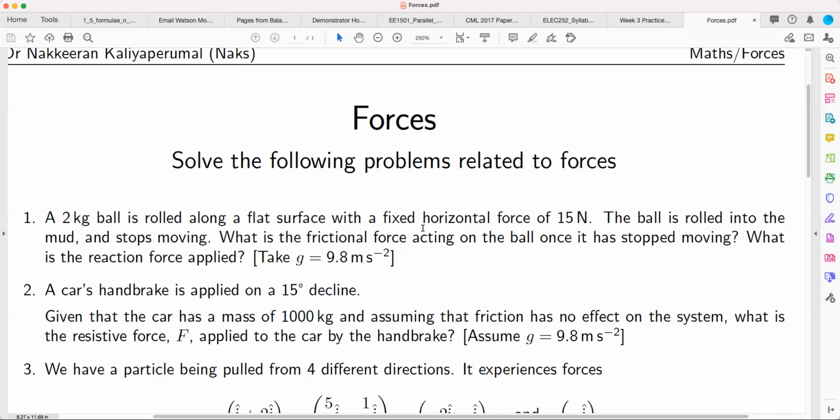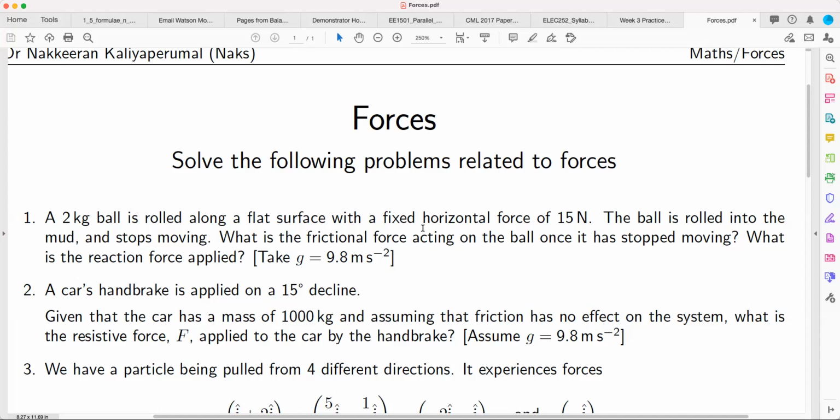That's why, on the horizontal, there is a forward direction, let's say right direction. 15 Newton is the one which is moving the ball, dynamics. If it is 15 Newton and a 2 kg ball, can we calculate something out of that? We can calculate the acceleration, because we know that force is nothing but mass into acceleration. So the horizontal acceleration, because acceleration is a vector quantity, is 15 divided by 2, which gives you 7.5 along the horizontal direction.